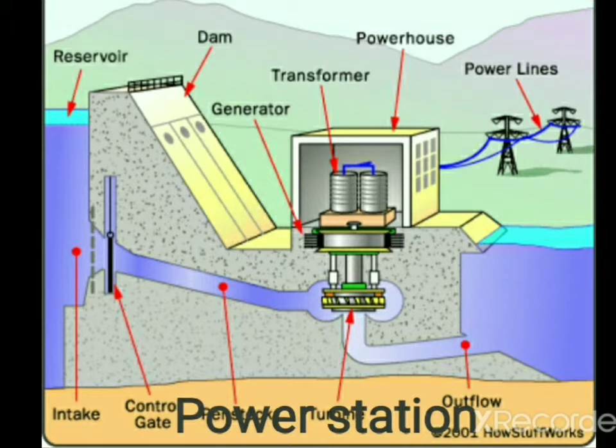Actually, the voltage we get at home is only around 220 volt, but the electricity produced at the generating station is 11,000 volt. So it is not practical to transmit that 11 kV through the wires. So it is stepped down, or at times stepped up, during the transmission.